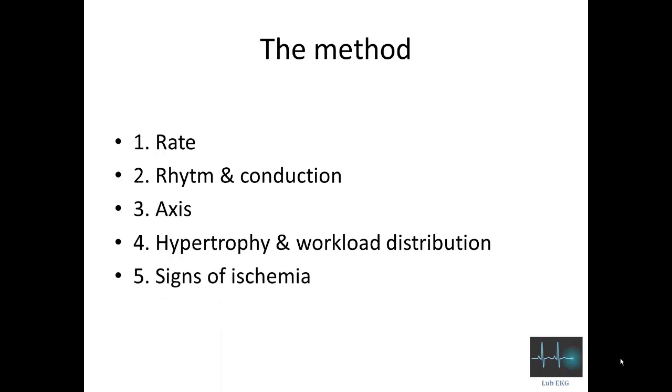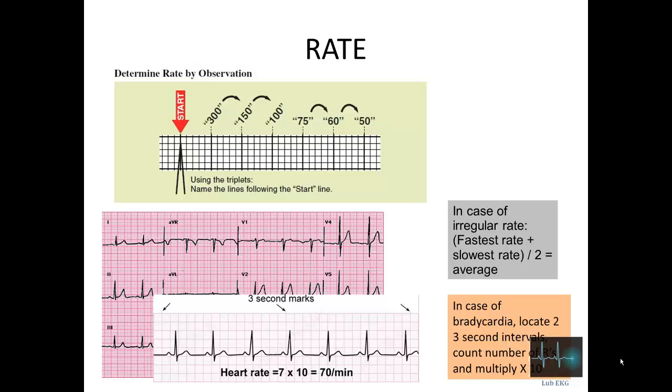lastly signs of ischemia. Now first, rate. This can be determined in a number of different ways. What I prefer to do is to count the distance between QRS or R waves on the strip. This is because I prefer visual confirmation instead of doing calculus or additions.